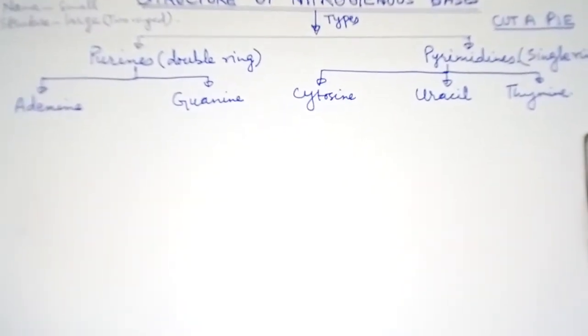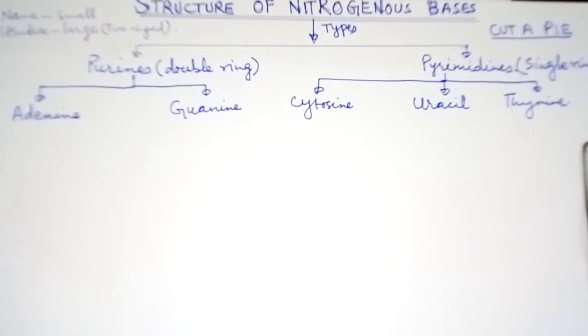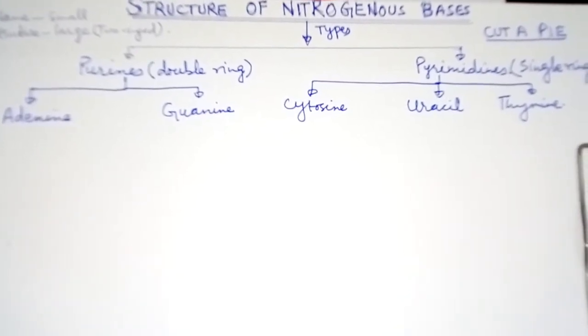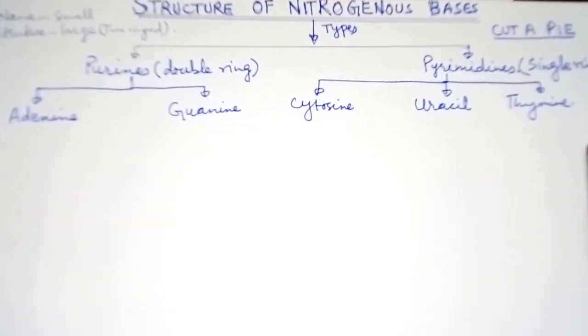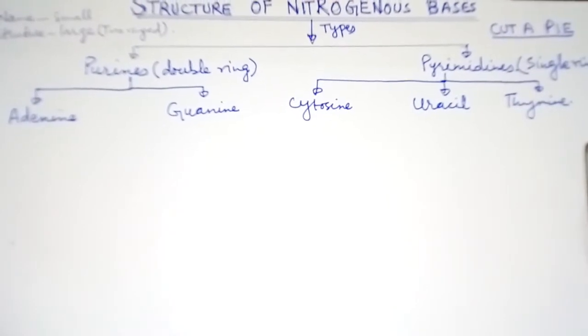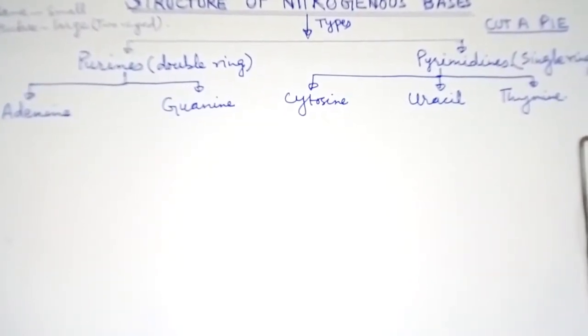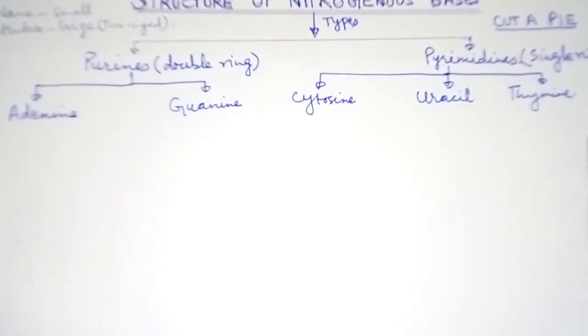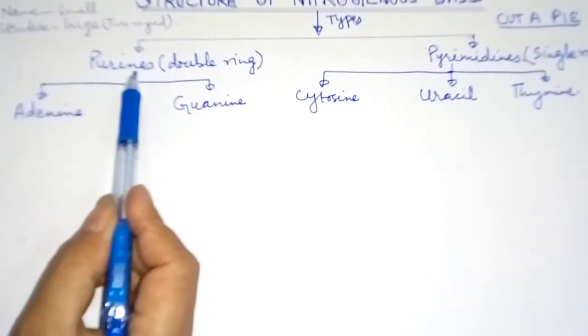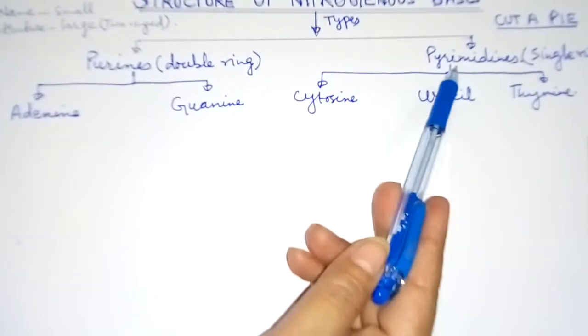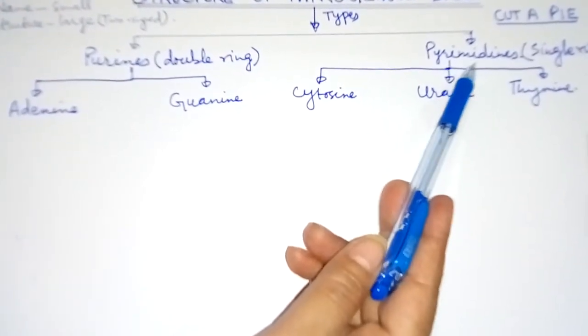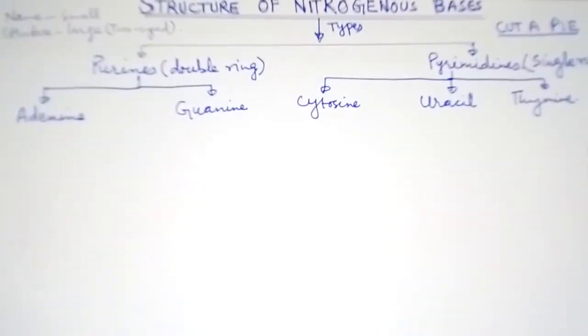Students, I will tell you some tricks to learn these structures. Nitrogenous bases are present in DNA, RNA and ATP. There are two types of nitrogenous bases: those which are double ringed, we call them purines, while single ringed nitrogenous bases are called pyrimidines.